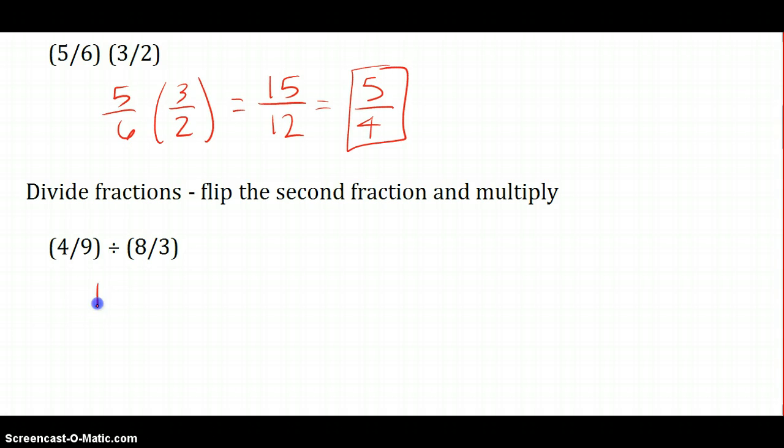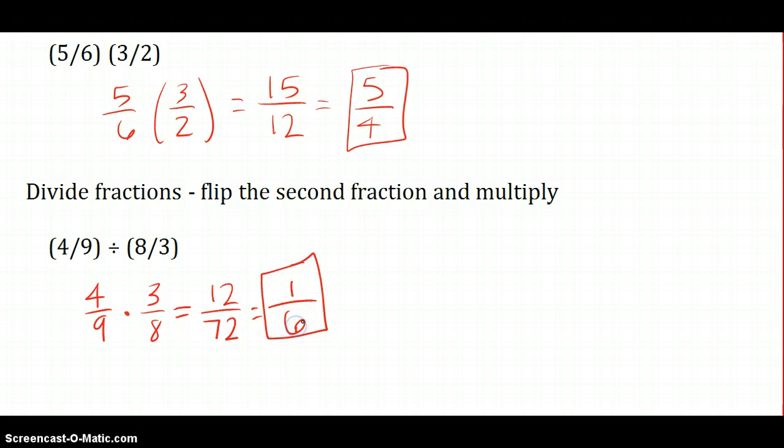Dividing fractions, we're going to rewrite as multiplication. You're going to flip the second fraction and multiply. So you should have 4/9 times, flip the second fraction, and then multiply. This is how you divide. Flip the second fraction and multiply. So we have 4 times 3 is 12, over 9 times 8, which is 72. A common factor in 12 and 72 is 12. 12 goes into both of them. So 12 divided by 12 is 1, and 12 goes into 72 6 times. So your final answer is 1/6.